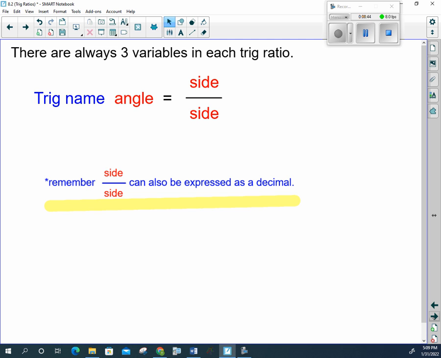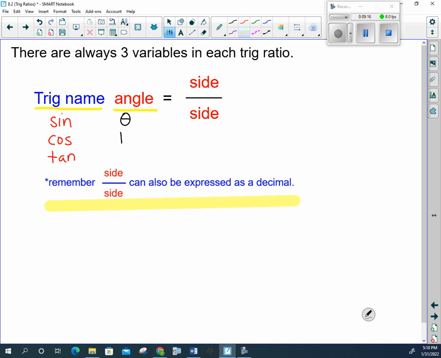So remember, when you set up a triangle, you always have to have a trig name. So what I mean by trig name is in this spot right here, you're going to be writing sine, cosine, or tangent. And then you have to have something that represents the angle. So you could say theta. We could use theta to represent the angle. So I could say sine theta.